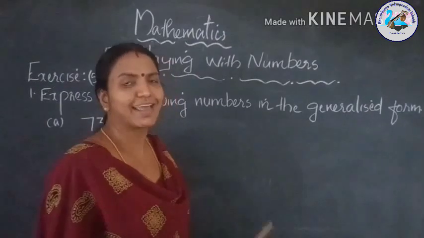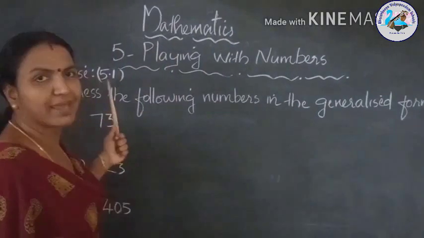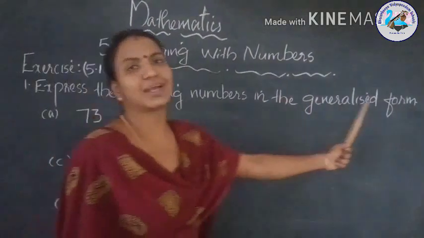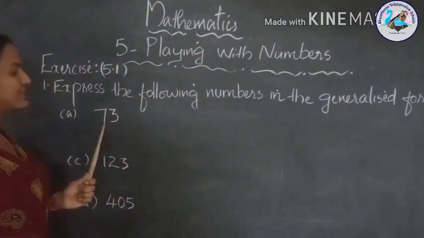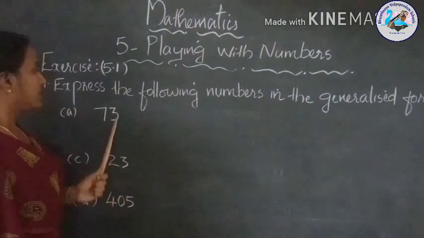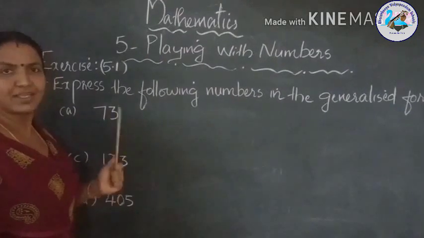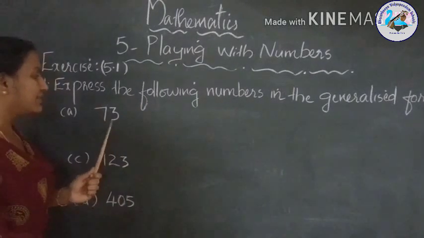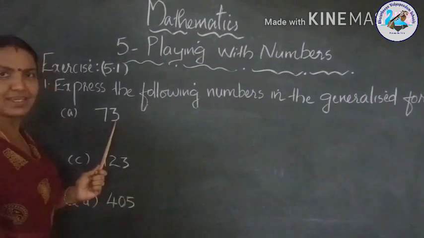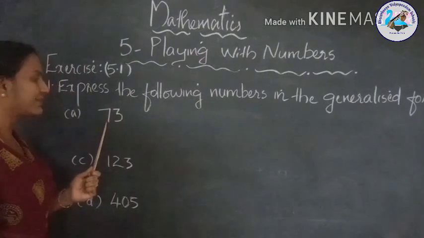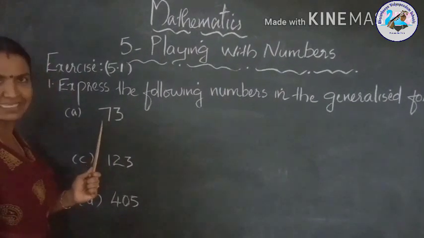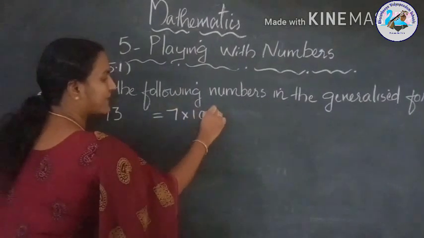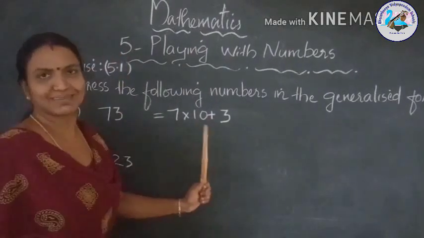Next we shall discuss the exercise problems. The first problem from exercise 5.1: express the following numbers in the generalized form. The first option, 73. It is a 2-digit number. We already studied that the generalized form of a 2-digit number is 10a plus b. Here the unit digit is 3, so 3 ones, and the tens digit is 7, 7 tens. So it can be written as 7 into 10 plus 3.